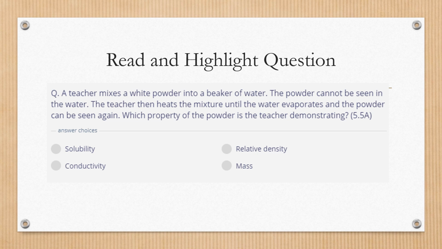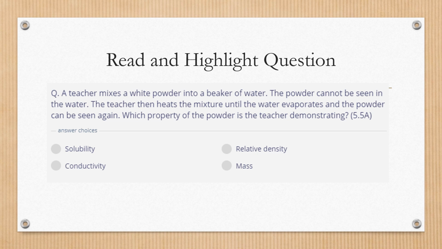Now I'm going to answer this question for you. You do not have this question. I want to show you how you would answer a matter question. What I'm going to do first is read the question to myself. A teacher mixes a white powder into a beaker of water. The powder cannot be seen in the water. The teacher then heats the mixture until the water evaporates and the powder can be seen again. Which property of the powder is the teacher demonstrating?